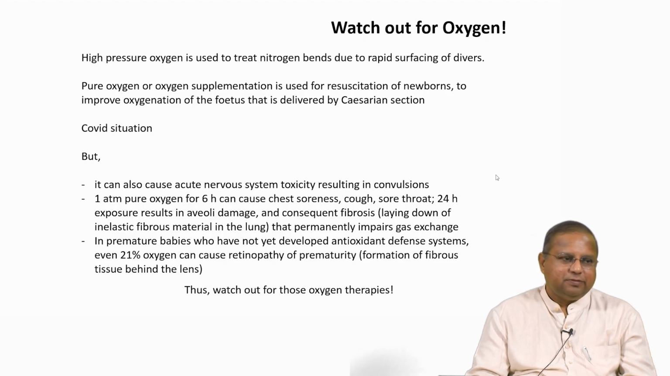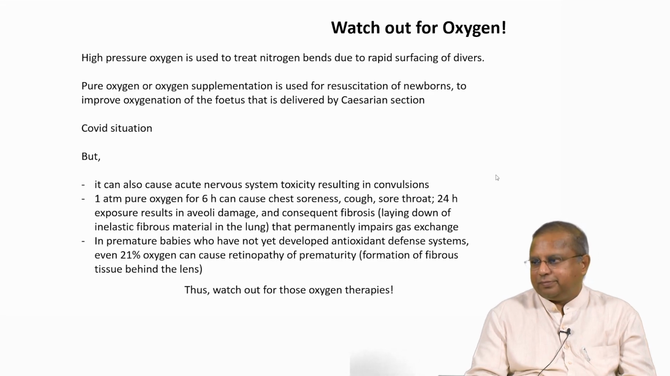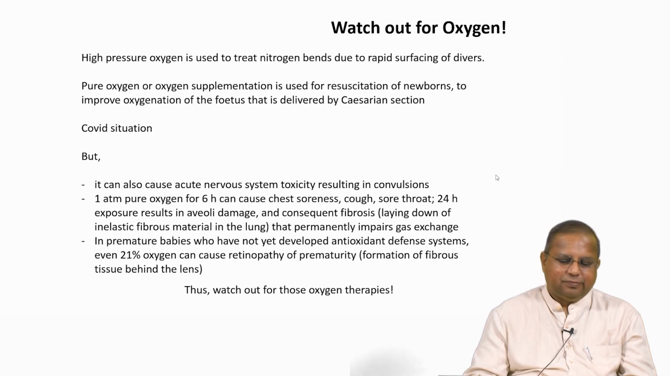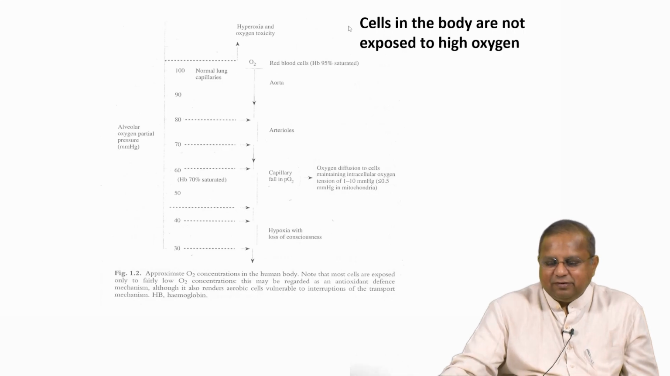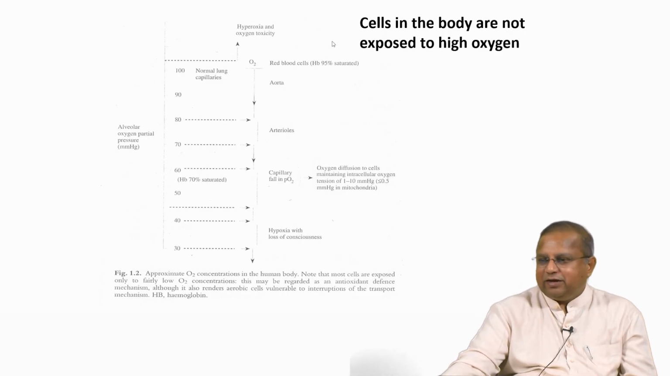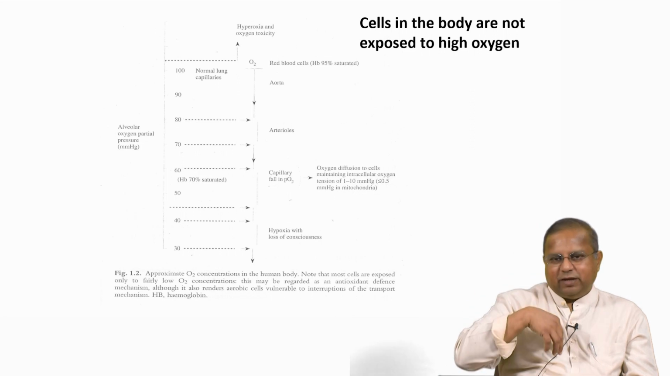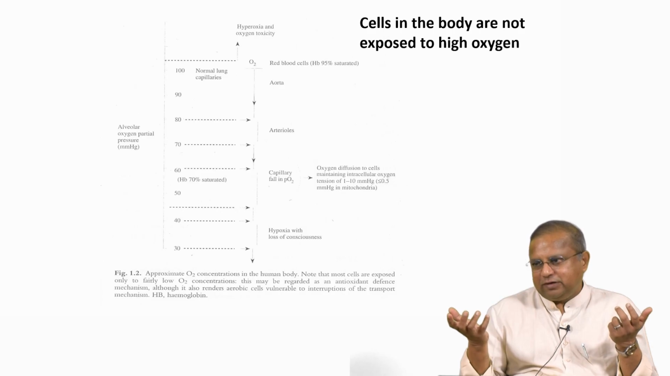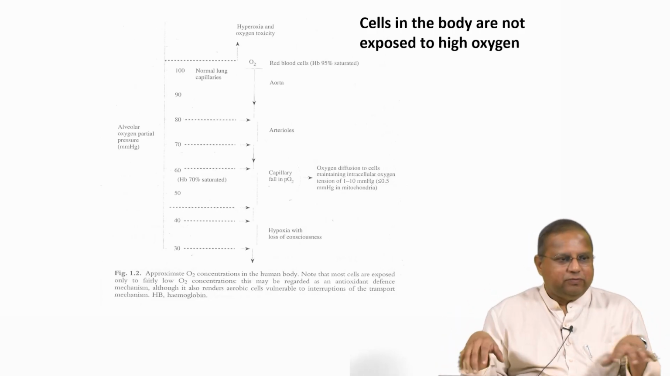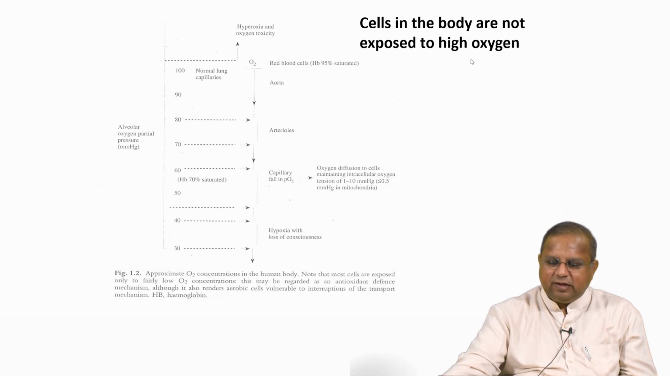Any other question, please? This is a nice design in the entire body. In fact, if you look at the oxygen tensions in the various parts of the body, air goes in through the lungs. So, the lungs have the highest oxygen levels, and then it gets distributed to the various parts of the body. So, the cells in the body are not exposed to high oxygen by design itself.